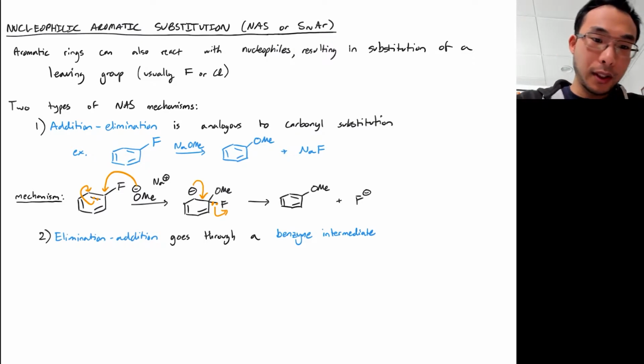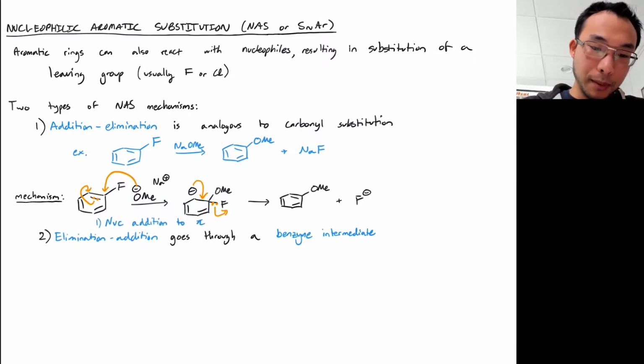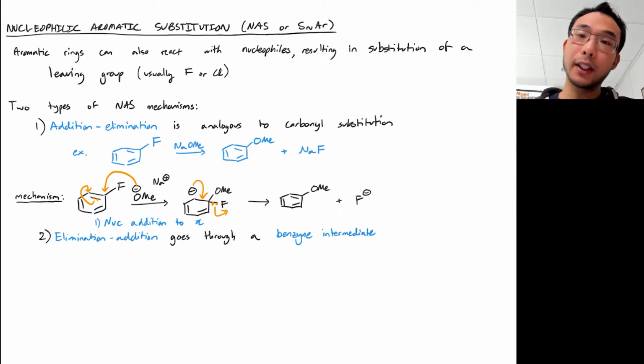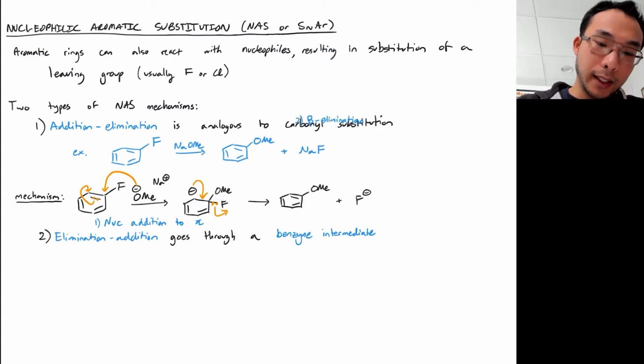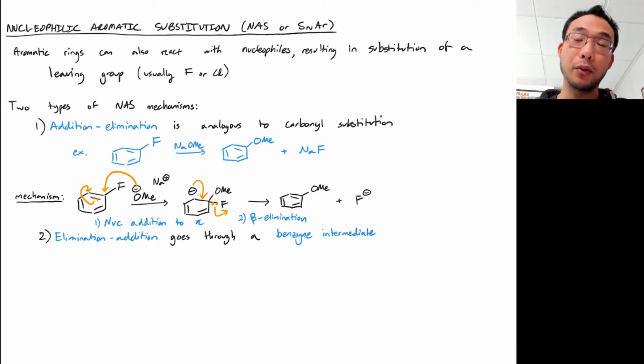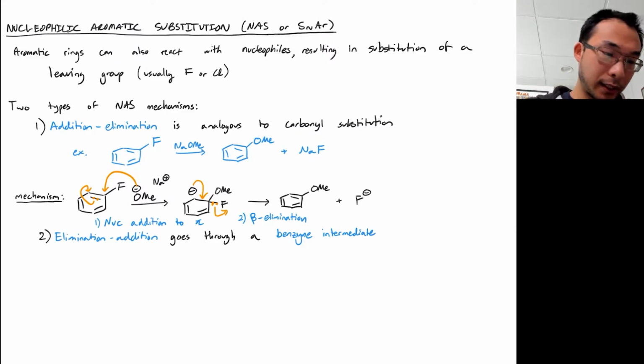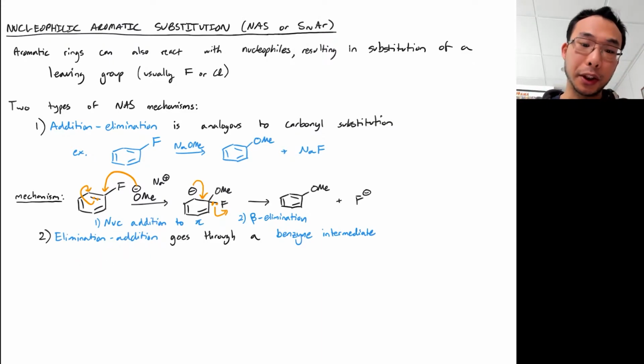So just to be clear again, this mechanism takes place in two steps. First, we have that nucleophilic addition to the pi bond, and then second, we have that beta elimination or collapse of the tetrahedral intermediate to reform the carbon-carbon double bond. The second mechanism, elimination-addition, goes through a benzyne intermediate, and so because of that, this mechanism is also often called the benzyne mechanism.